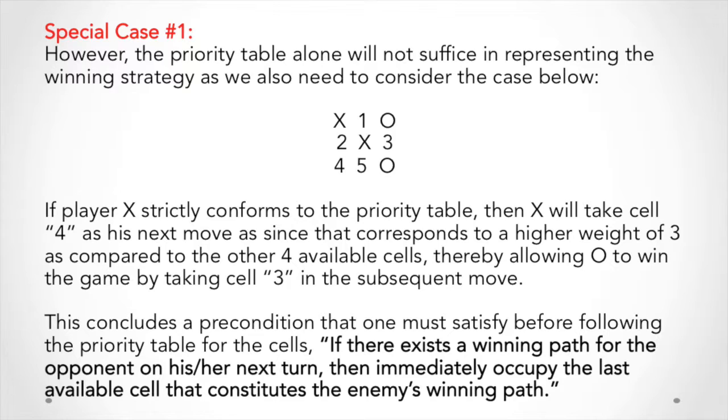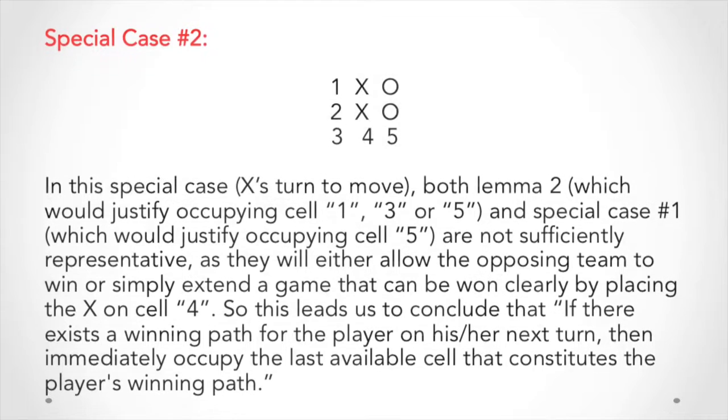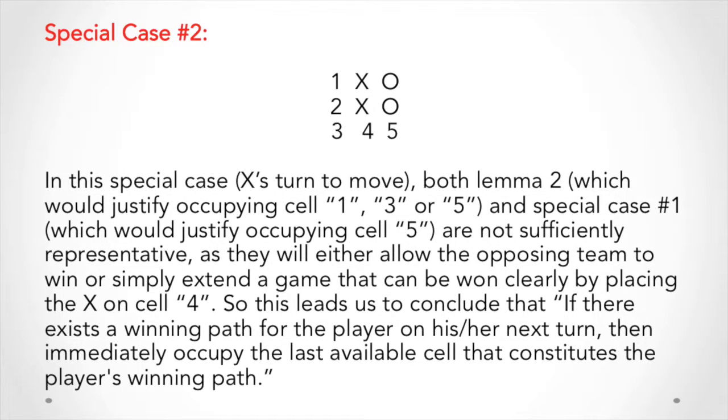That is, if there is a winning path for the opponent in the next turn, then occupy the last available cell that constitutes the opponent's winning path. Moving on to the second case, we can see that relying on the priority table and the first precondition from the first special case is still not completely ideal.